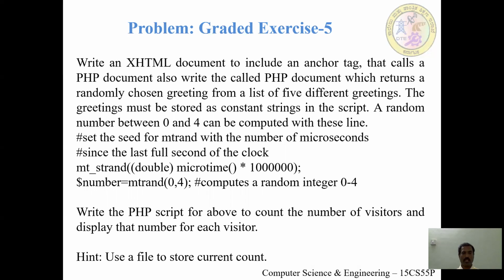Random numbers should be from 0 to 4 and it should be computed. In the sense, we need to use a function called as mt_rand function to select the randomly chosen greeting. Okay. ಹಾಗೇನೆ ಅದರ ಜೊತೆಗೆ ಇನ್ನೊಂದು ಸ್ಕ್ರಿಪ್ಟ್ ನ ಬರಲಿಕ್ಕೆ ಹೇಳ್ತಾರೆ ಅವರು, write the PHP script for above to count number of visitors and display the number of each visitor.